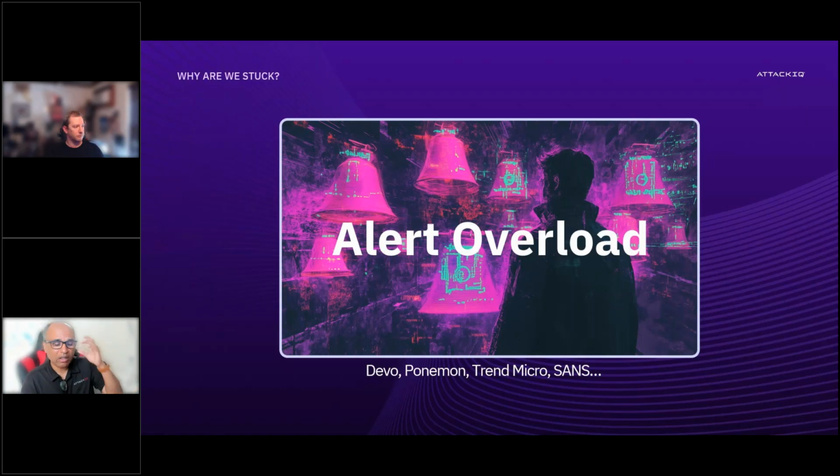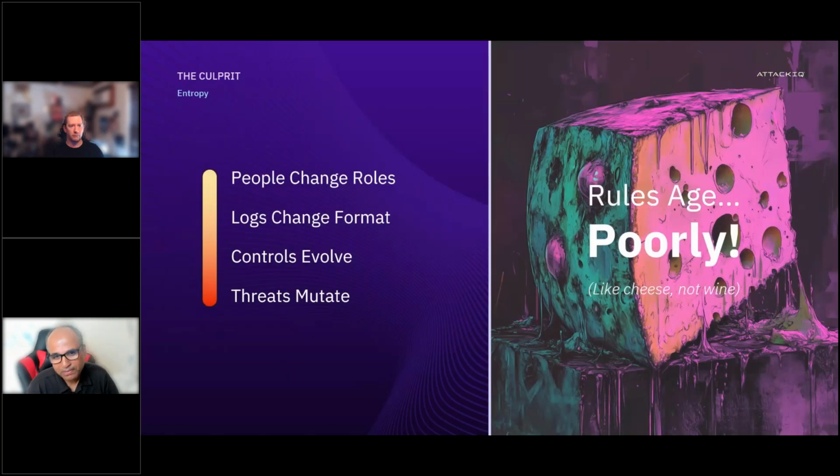Now you may be wondering, why is this problem so hard? Why can't we fix it once and for all? One word: entropy. Physics, the second law of thermodynamics. Things always tend to break. Let's take your people, for example. They change jobs, they move on, their roles change. Your security controls get updated, their configuration changes, the logging formats change. And what about threats? Threats always evolve.